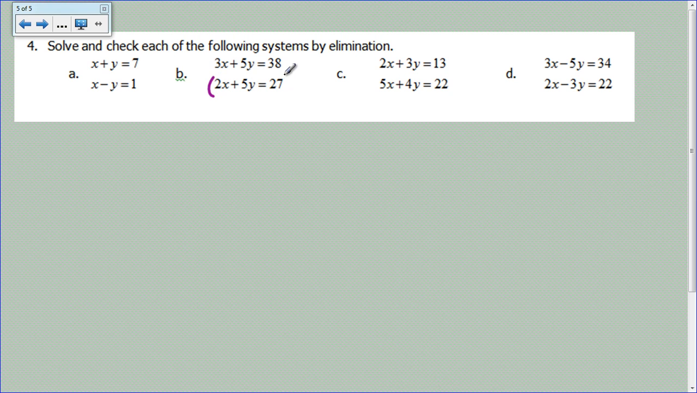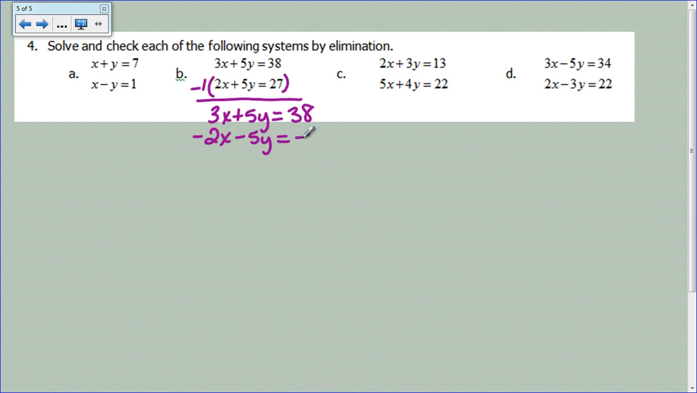So I'm going to multiply this bottom equation by negative 1. You could do the top equation too. I just decided I wanted to do the bottom. So I'm going to rewrite the first equation, didn't do anything to it. The bottom equation is now negative 2x minus 5y equals negative 27. So I'm going to add them up. When I do that, 3x plus negative 2x is 1x. My y's cancel. 38 plus negative 27 happens to be 11, so I get x equals 11.